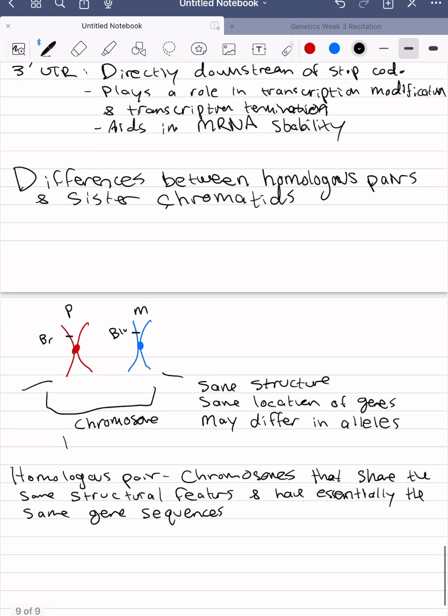Now, sister chromatids are identical replicates or copies of the same chromosome. So let's take this chromosome right here, the maternal chromosome. Here we have a centromere and we have duplicates of each side. So this side right here is an exact replicated copy of this side right here. Normally, these chromosomes, when next to each other, would look kind of like little lines.